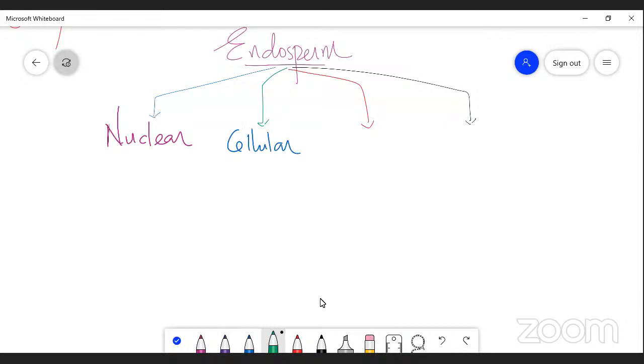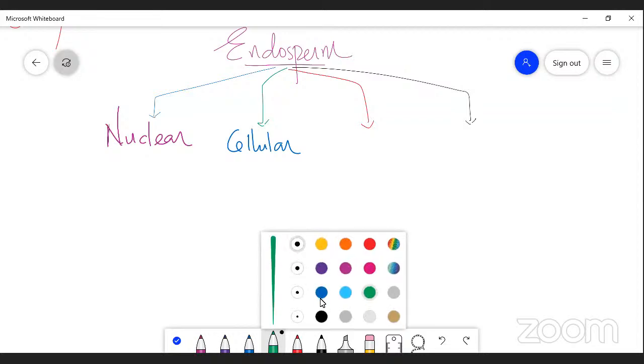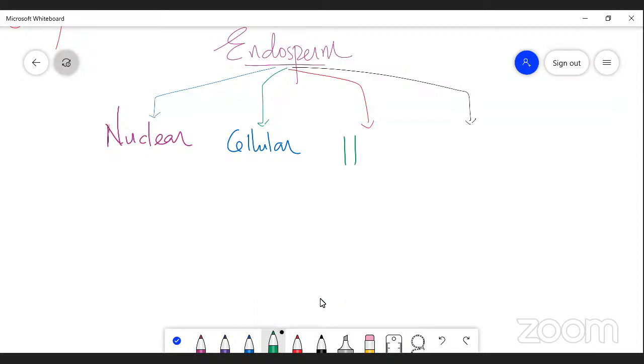And third type is helobial endosperm. And fourth type is ruminate endosperm.